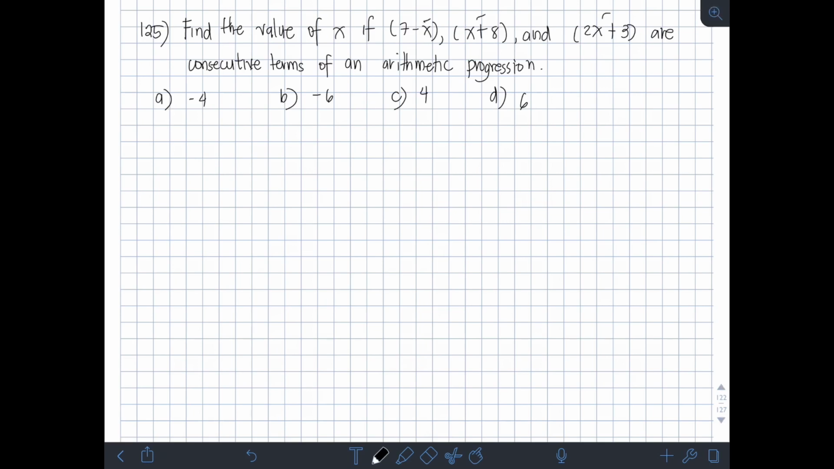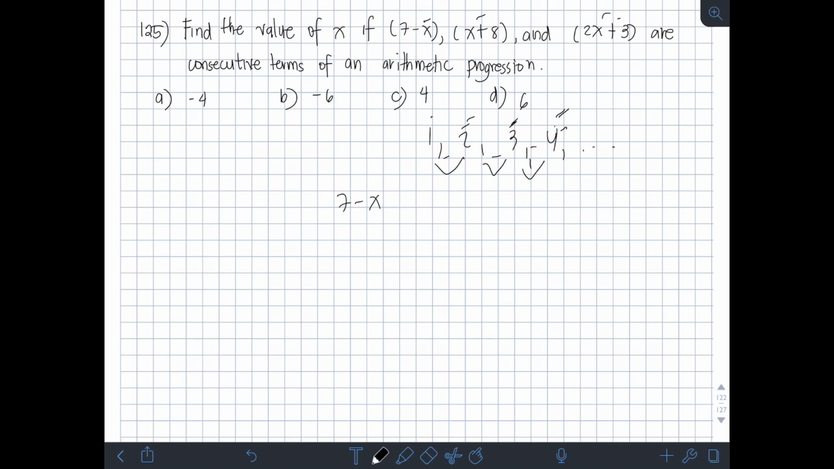So, maalala nyo, kapag arithmetic progression, meron tayong common difference, right? For example, 1, 2, 3, 4, and so on. Arithmetic sequence to kasi meron silang common difference. So, pag sinubtract natin itong isang term sa sinundan niya, let's say 4 and 3, so 4 minus 3 is 1. Then, 3 minus 2 is 1. 2 minus 1 is 1 din. Right? So, may common difference tayo na 1. So, para ma-solve natin itong x, buo tayo ng equation base sa common difference.